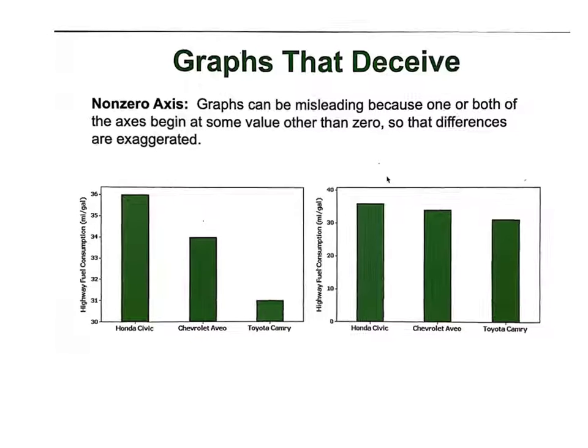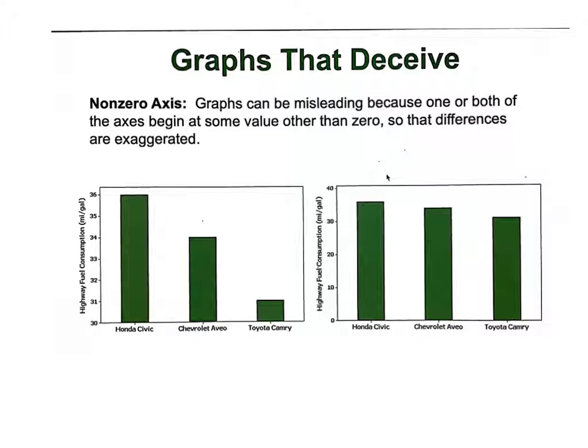These two bar graphs, believe it or not, show miles per gallon for a Honda Civic, a Chevrolet Aveo, and a Toyota Camry. Both graphs are the same thing. The only difference is this first one does not start at 0. It starts at 30, which makes it look like the Camry is so much less than the Honda Civic. But when you start the bar graph at 0, all of a sudden they're very close to each other.